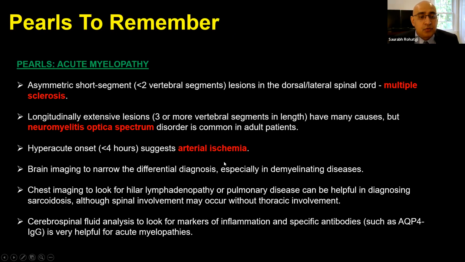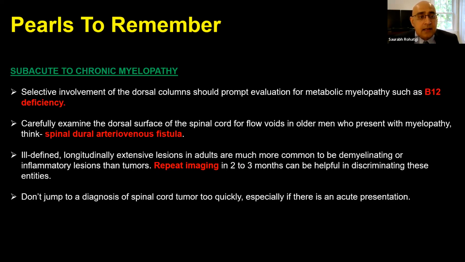If you have hyperacute onset, think of arterial ischemia, and get brain imaging to narrow the differential diagnosis. Chest imaging to look for hilar lymphadenopathy in cases of sarcoidosis, and CSF analysis to look for markers of inflammation and specific antibodies such as aquaporin 4 is helpful in acute myelopathies.